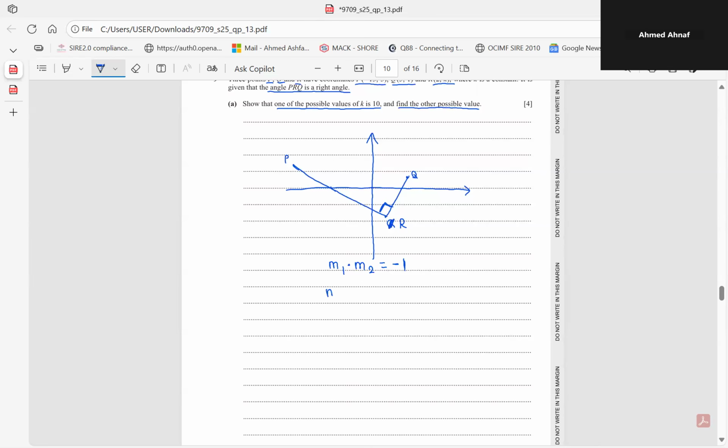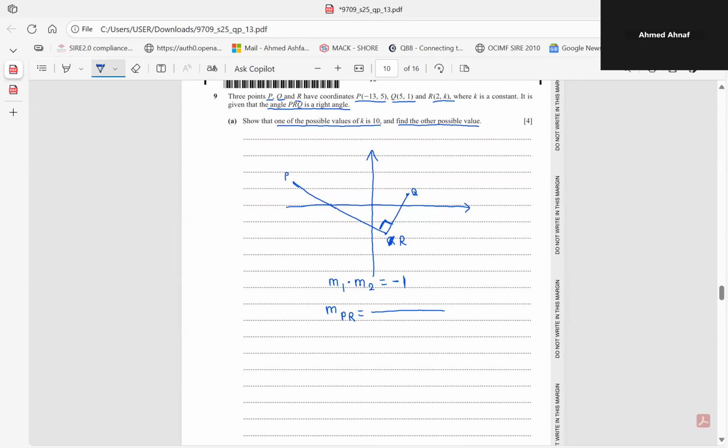Let's find the gradient of line PR. That would just be the y-coordinate of R, which is K, minus the y-coordinate of P, which is 5, over the x-coordinate of R, which is 2, minus the x-coordinate of P, which is -13. So 2 plus 13. This would give you K minus 5 over 15.